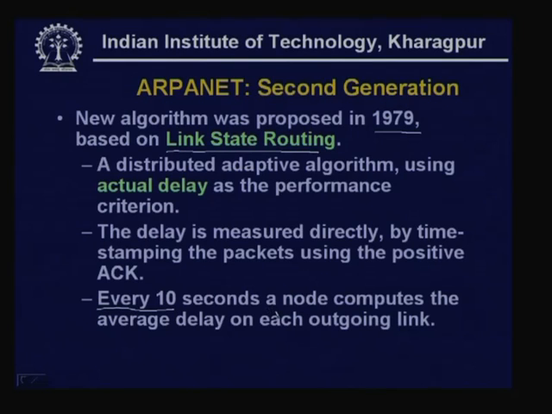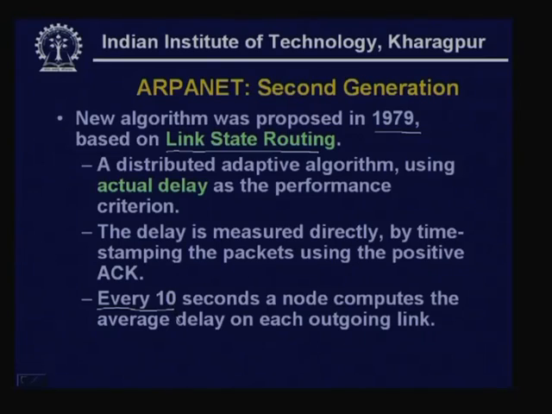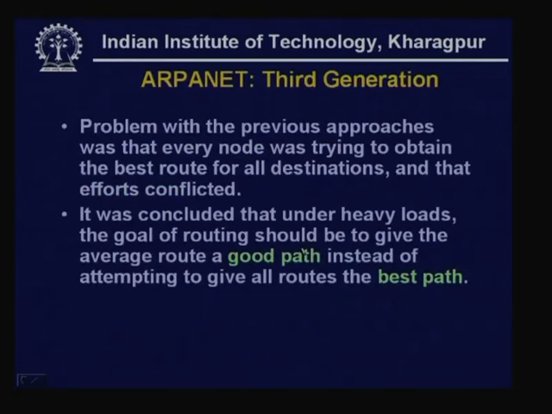Compared to 128 millisecond, here at every 10 seconds a node computes the average delay on each outgoing link. This is done by flooding, as I mentioned earlier in link state routing. Here the interval is significantly increased from 128 millisecond to 10 second. So, at the interval of 10 second, the information exchange takes place by flooding. Since the interval is quite long, this will not affect much the performance of the network.